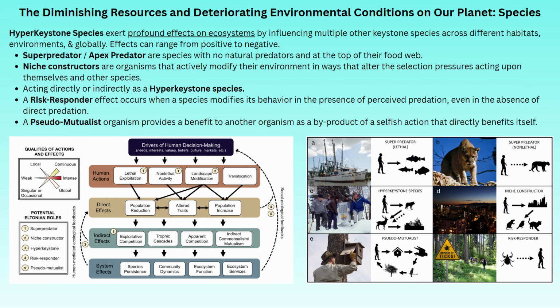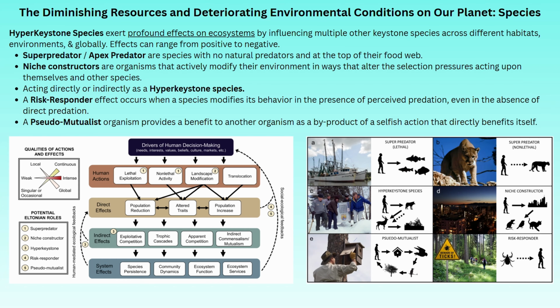So let's talk about humans as a species and understand their role in the whole global environment and ecosystems. Because we as humans have a very complicated and extremely influential effect on virtually every species on Earth. Therefore, humans are known as hyperkeystone species. They exert profound effects on the ecosystems by influencing multiple other keystone species across different habitats, the environment, and globally. These effects can range from positive to negative.